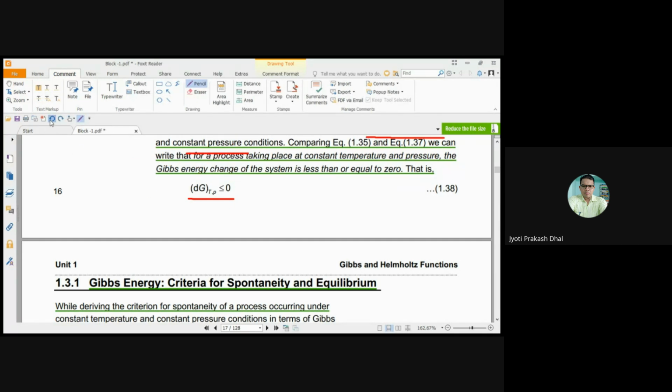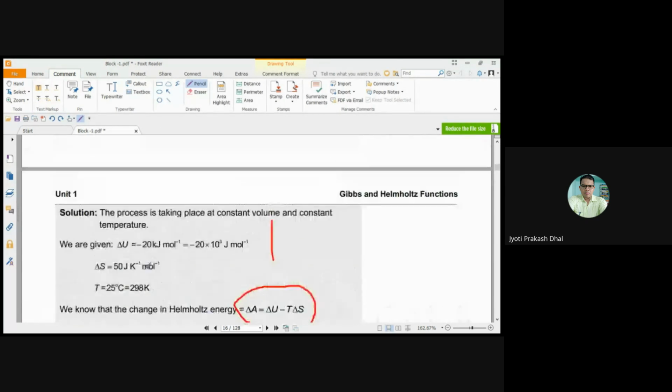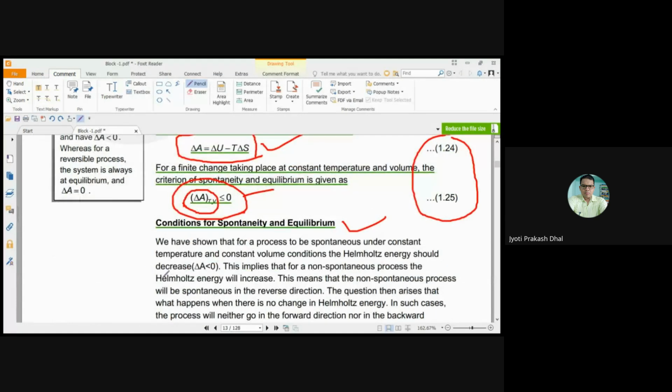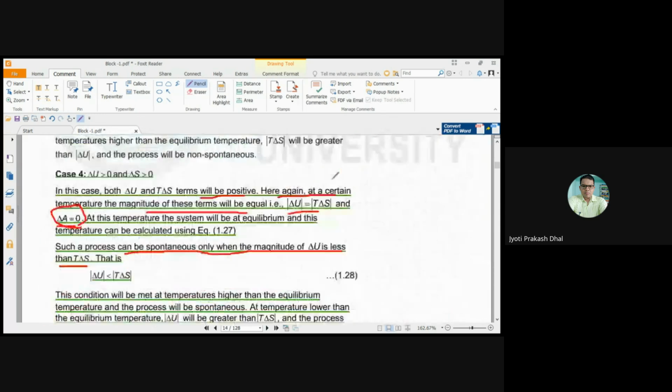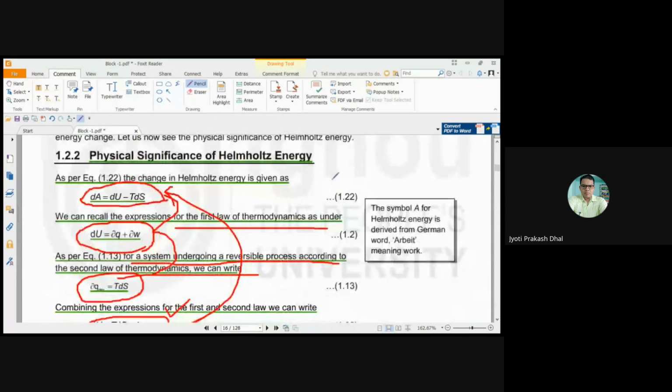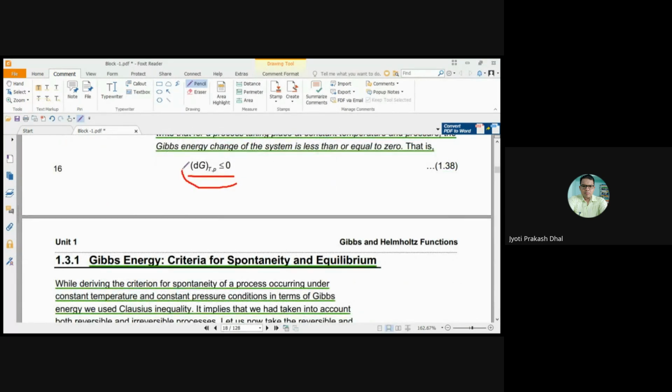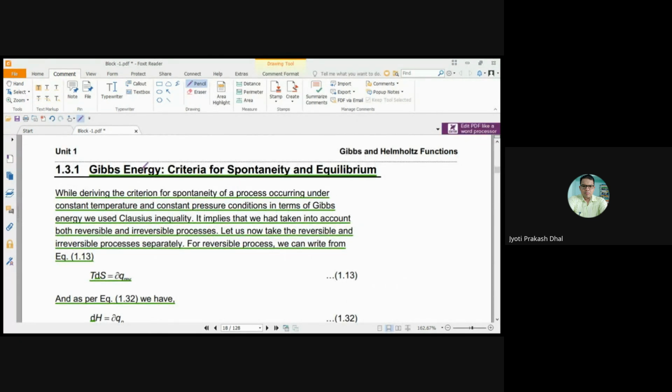If you remember, for the Helmholtz function we derived the exactly similar condition: dA at constant temperature and volume is less than or equal to 0, and here you will find dG at constant temperature and pressure is less than or equal to 0. Similarly, we will discuss Gibbs energy as the criterion of spontaneity of a process.